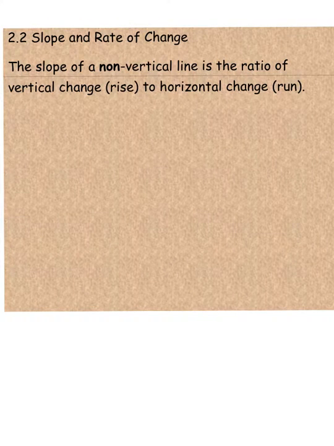Section 2.2, slope and rate of change, day 1. The slope of a non-vertical line is the ratio of vertical change, which is the rise, to horizontal change, which is the run.